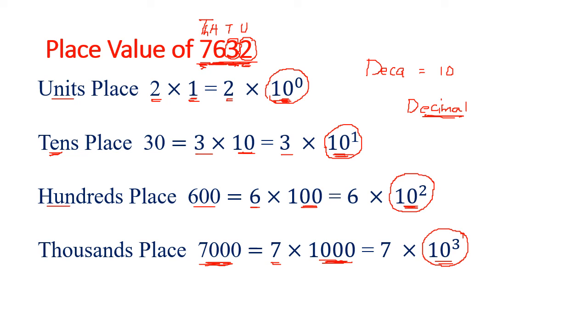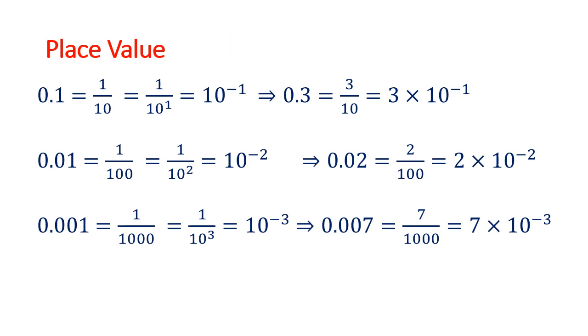Take this number 7632. We say 7000; 1000 is 10 raised to 3. 600; 100 is 10 raised to 2. 30 is 3 into 10, that is 10 raised to 1. So in the decimal system we use this notation. So try to understand this notation. Now, what happens to the numbers which are decimal numbers? Yes, the digits after the decimal point. For example, you have 0.1. We know 0.1 has one digit after the decimal point.